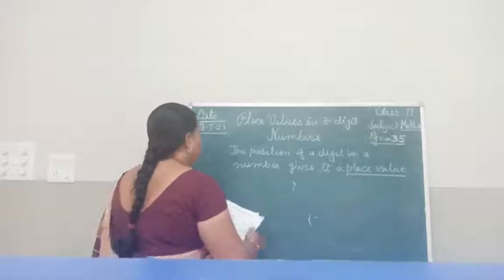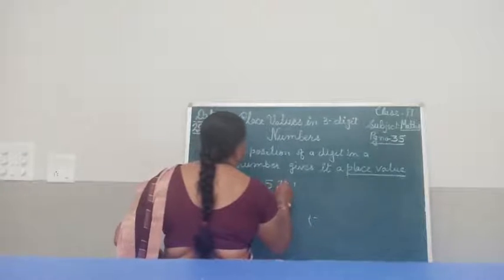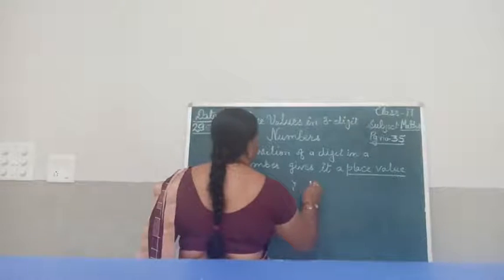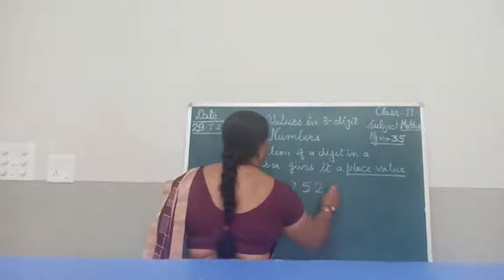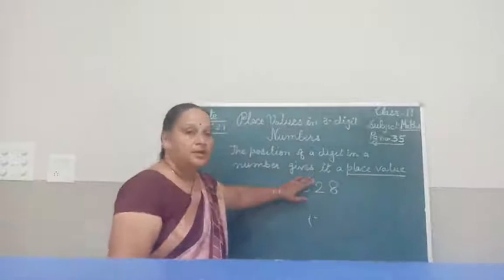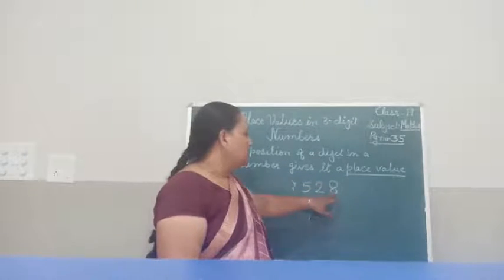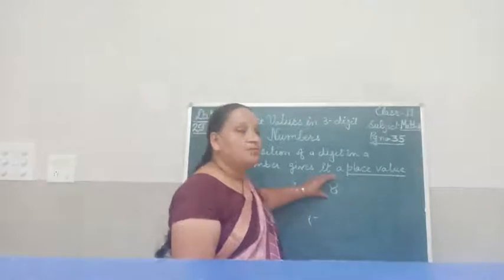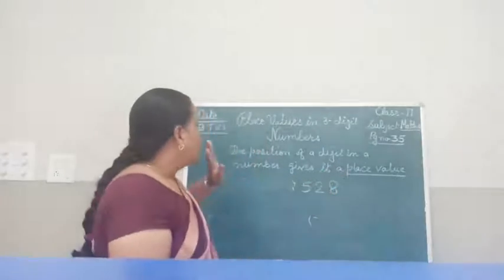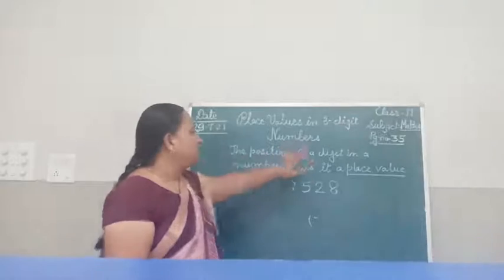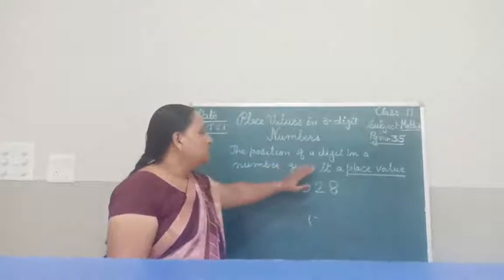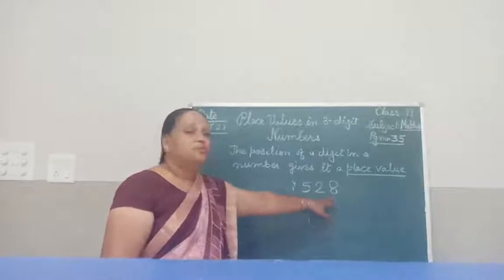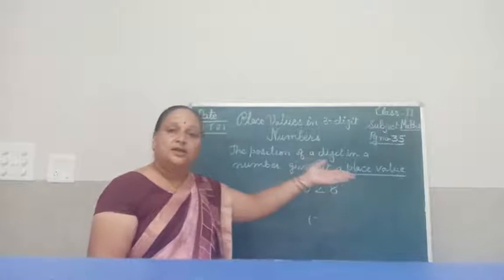Suppose the number is 528. It is the number 528, and the digits are 8, 2 and 5. These are digits and the number is 528. Now we will read it again. The position of a digit in a number gives it a place value. The position of a digit की जो position है number में वो उसकी place value होती है.